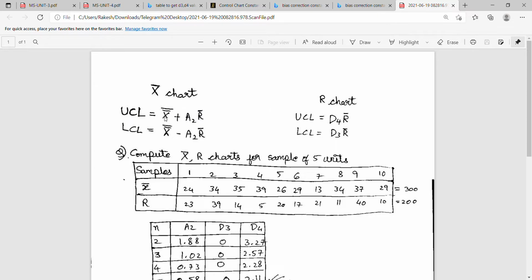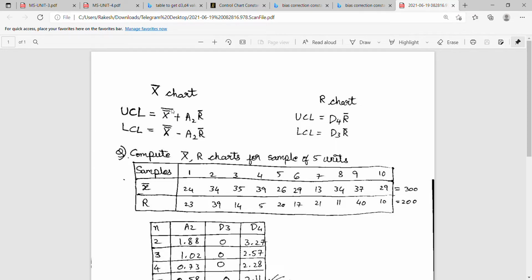The upper control limit formula is X double bar plus A2 R bar, and the lower control limit is X double bar minus A2 R bar. Coming to the R chart, the upper control limit is D4 R bar, and the lower control limit is D3 R bar.